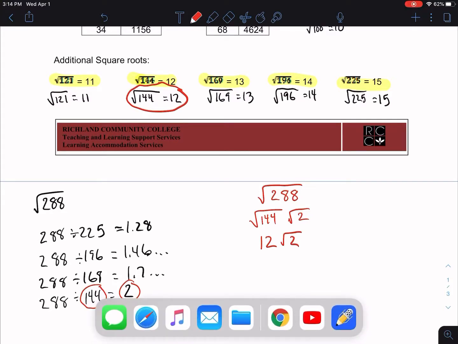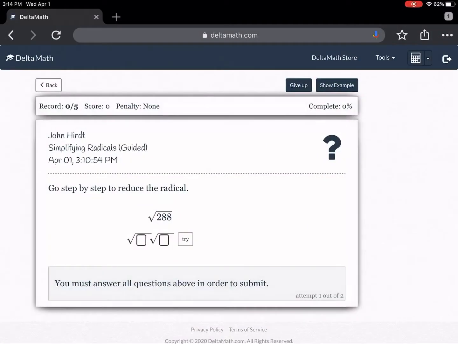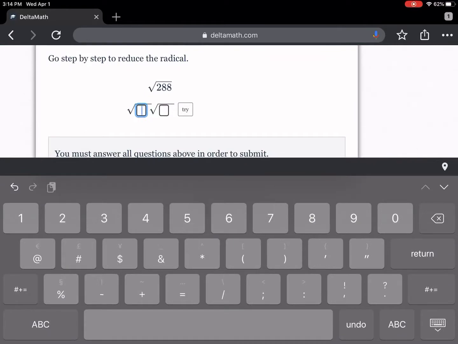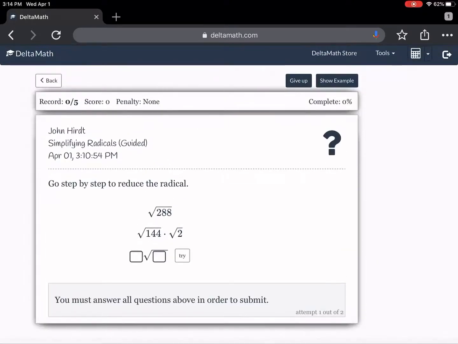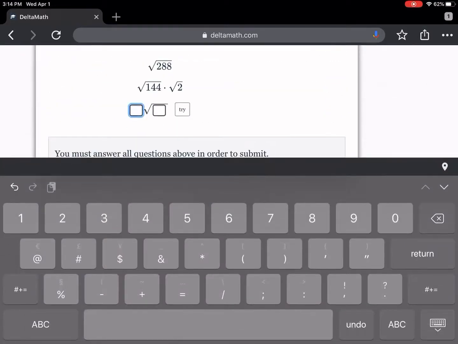So we go back to our Delta Math assignment. And you'll notice that they didn't have the simplified answer right away. They want us to take it a step at a time. So the first thing we're going to do is type in that first thing that we did, which was break the 288 into a 144 and a 2. When you click that try box, it'll then allow you to simplify.